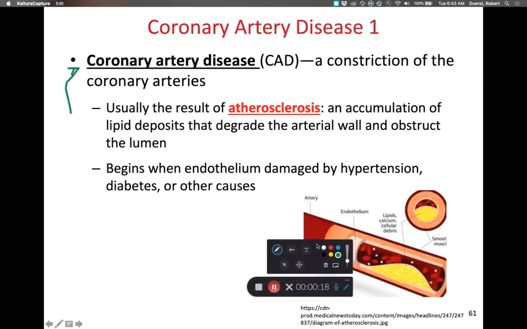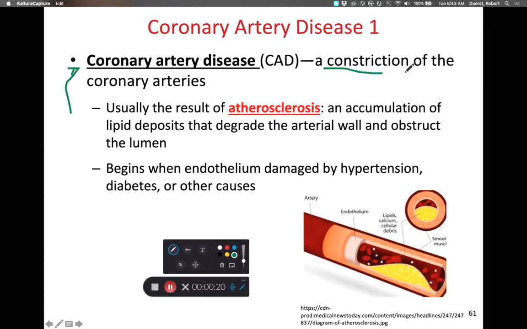Coronary artery disease is generally defined as anything that constricts the coronary arteries, so the blood vessels that supply blood to the tissue of the heart. Those blood vessels are going to prevent heart attack from happening. So anything that will cause them to constrict, or the inner diameter, the lumen, to become narrower.